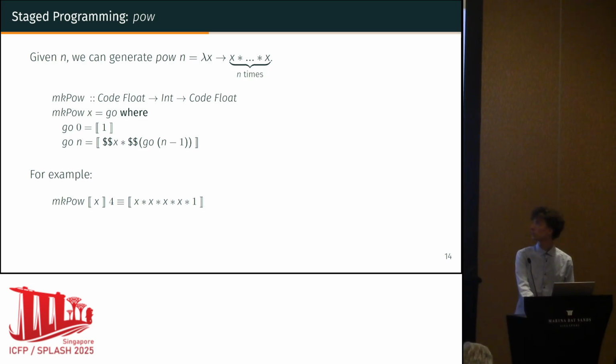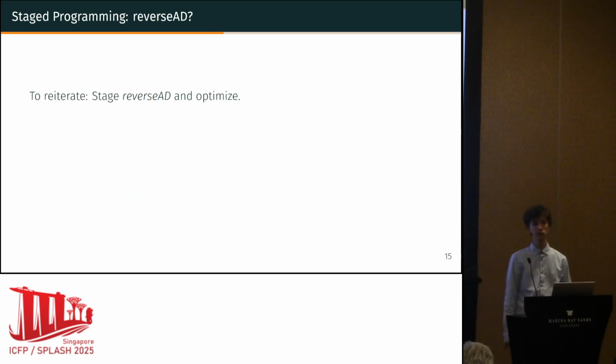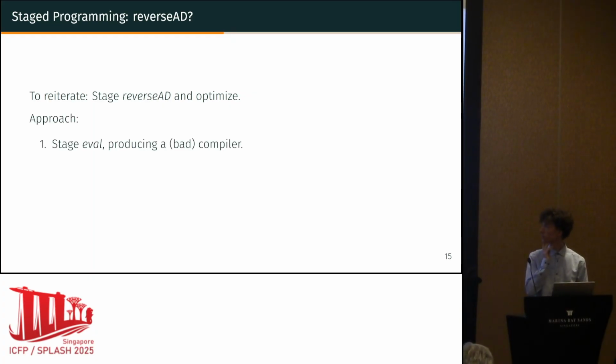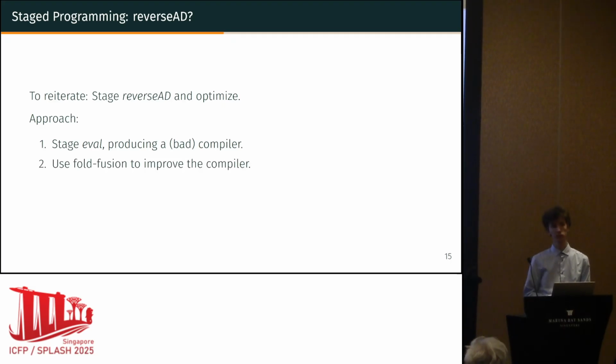Now, the idea is that we can actually do something very similar to reverse AD. And I'll reiterate the approach of our paper, which is that by doing this, we stage reverse AD, and then we can optimize it. So the first thing we'll do is we'll stage the evaluator, and this will give us a not very good compiler. But then we can apply fold fusion and gradually make a bad compiler slightly better.